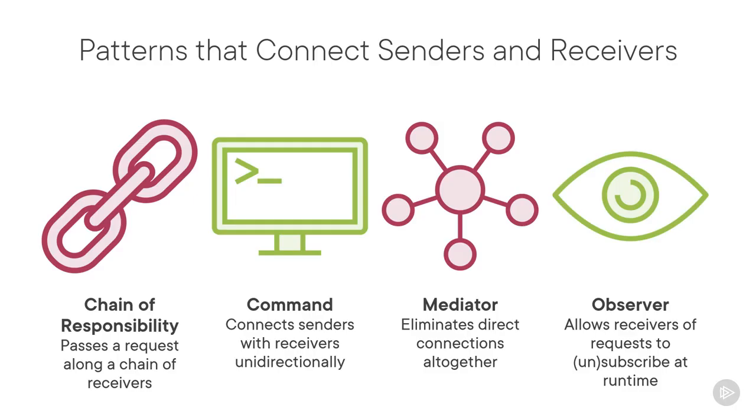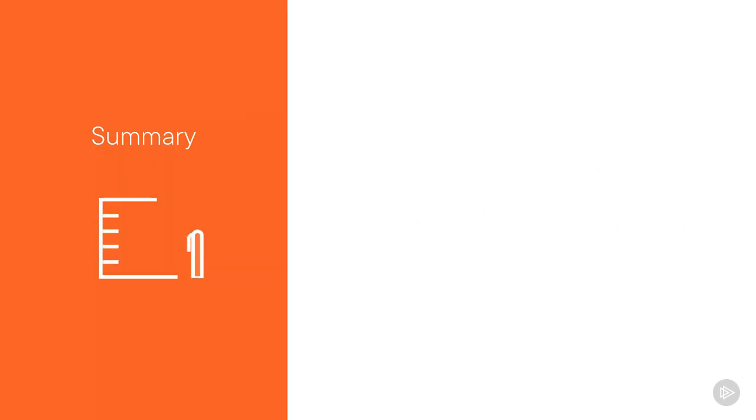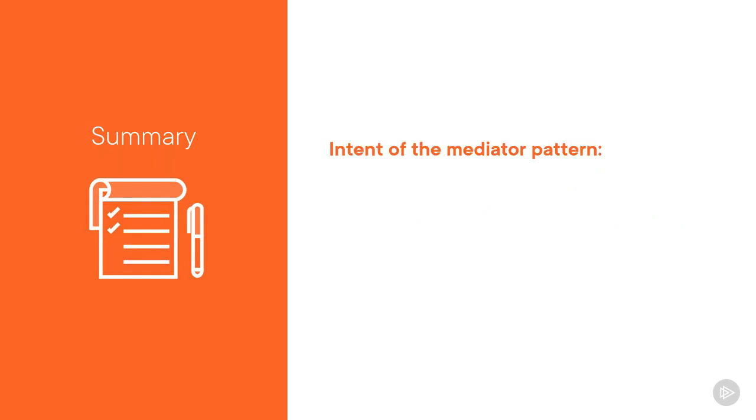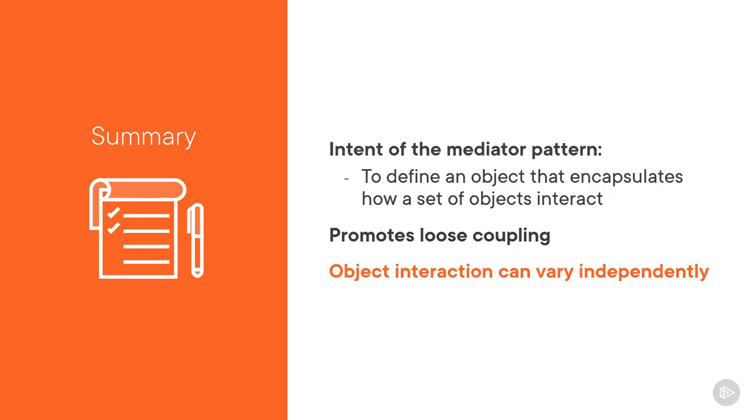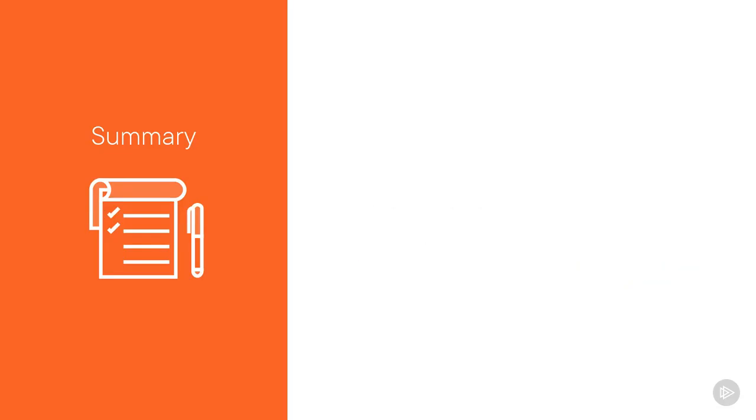Let's check out the module summary. We looked into the mediator pattern in this module. The intent of the mediator pattern is to define an object that encapsulates how a set of objects interact. It promotes loose coupling by keeping objects from referring to each other explicitly, and it lets you vary their interaction independently. When implementing it, think about encapsulation.